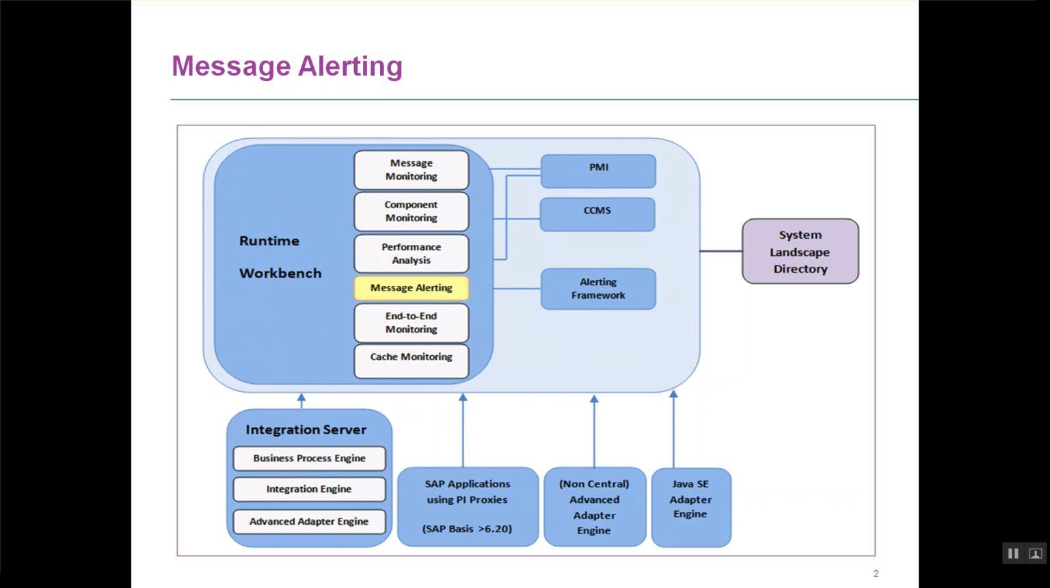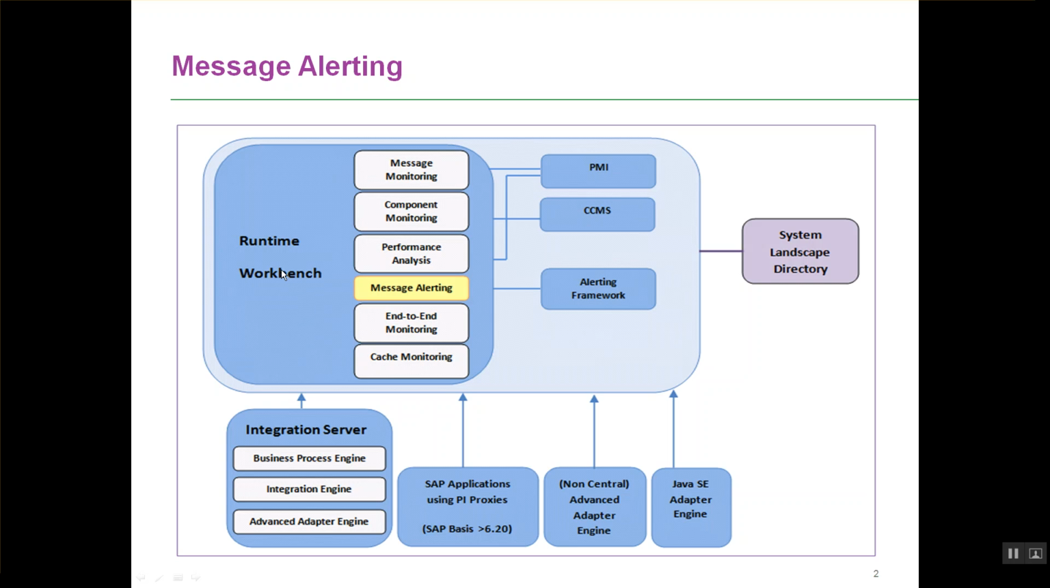This could be an email, a fax, or an SMS, but the idea is that there is an inbuilt feature provided. Obviously there needs to be some configuration required, but it's minimal configuration. There is a concept of message alerting where automated alerts can be triggered to a recipient every time there is a failure in PI, and all these components that we're looking at form a part of the PI monitoring or the PI runtime workbench.